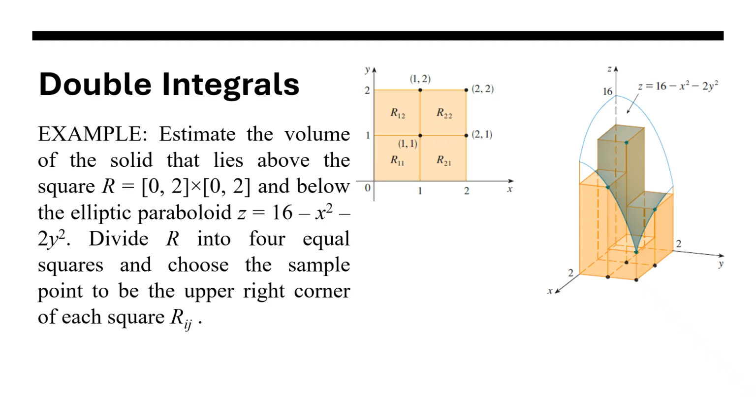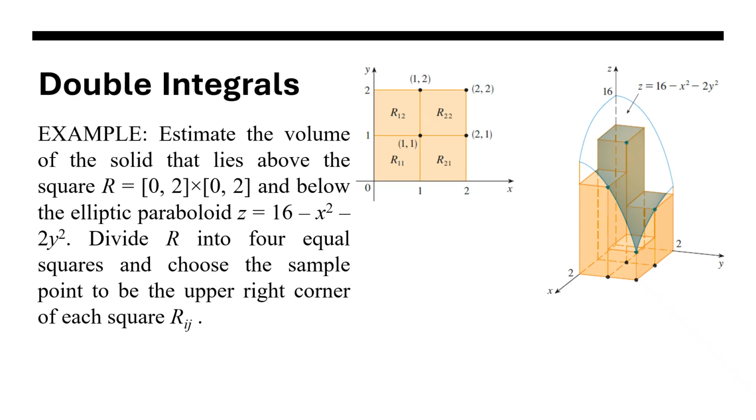So let's have an example. Estimate the volume of the solid that lies above the square R equals the closed interval 0, 2 by the closed interval 0, 2, and below the elliptic paraboloid z equals 16 minus x squared minus 2y squared.